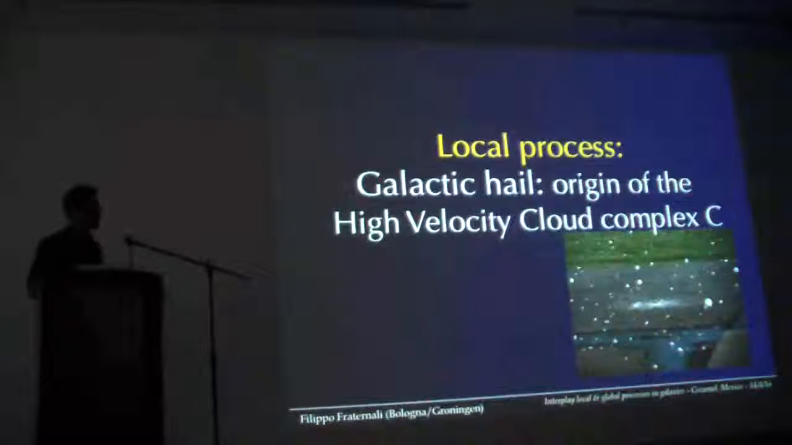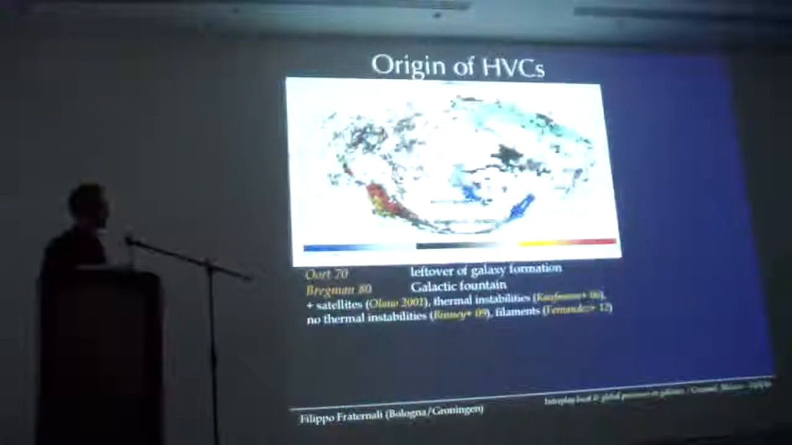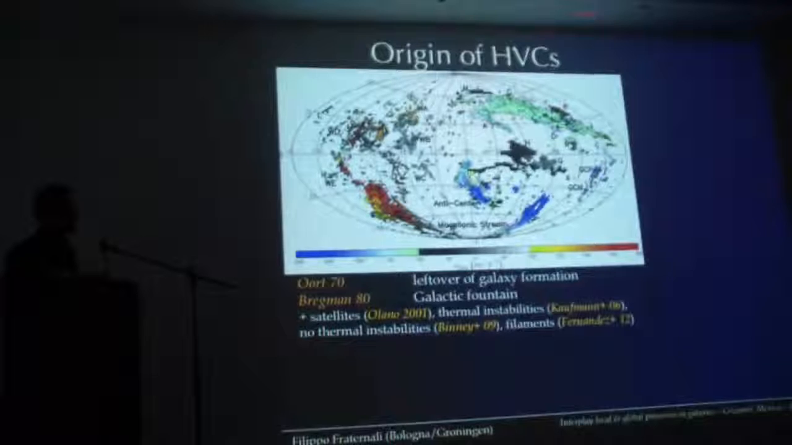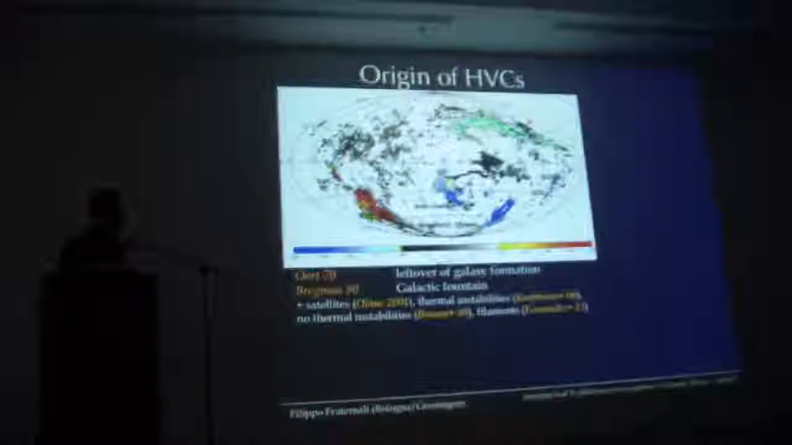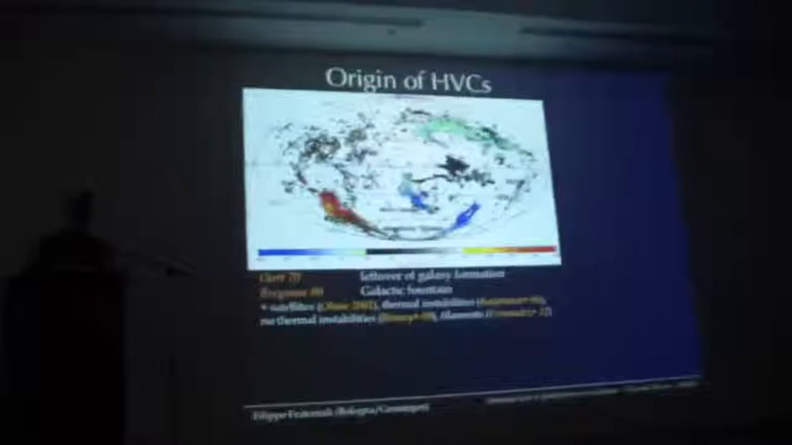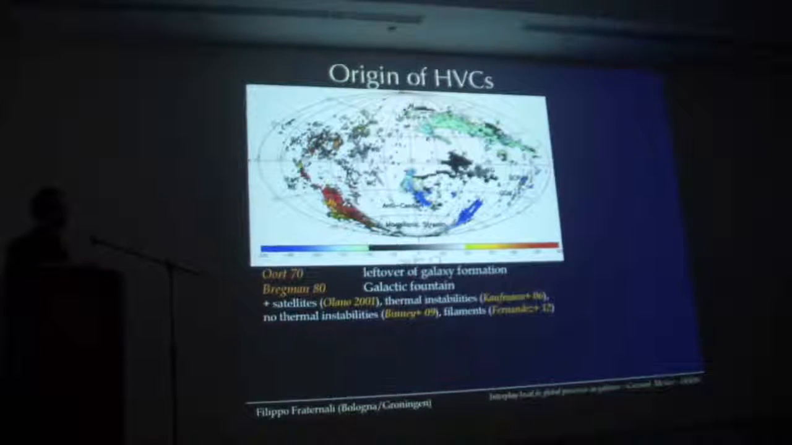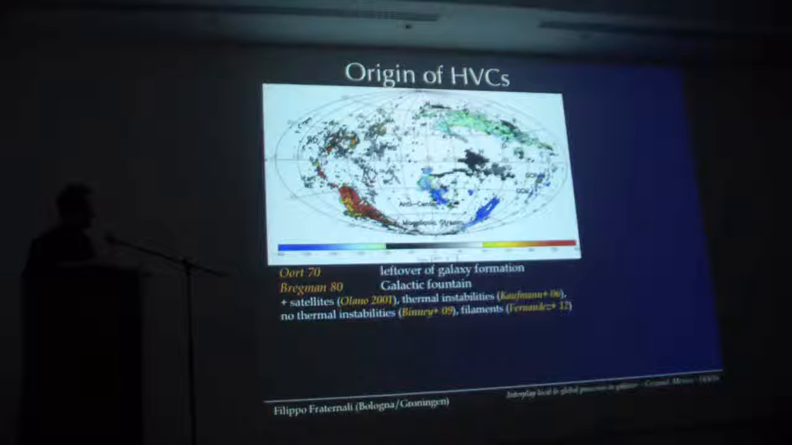So now I'm going to talk about the local effect of this, and in particular the formation of high velocity clouds, and in particular the complex C. High velocity clouds, as already mentioned by James Bachman, are clouds that are seen around the Milky Way, and they have been known for a long time. Several mechanisms for the formation of the clouds have been proposed. They come from the IGM, the galactic fountain by Bregman 1980, and then many others: satellites, thermal instabilities, filaments.